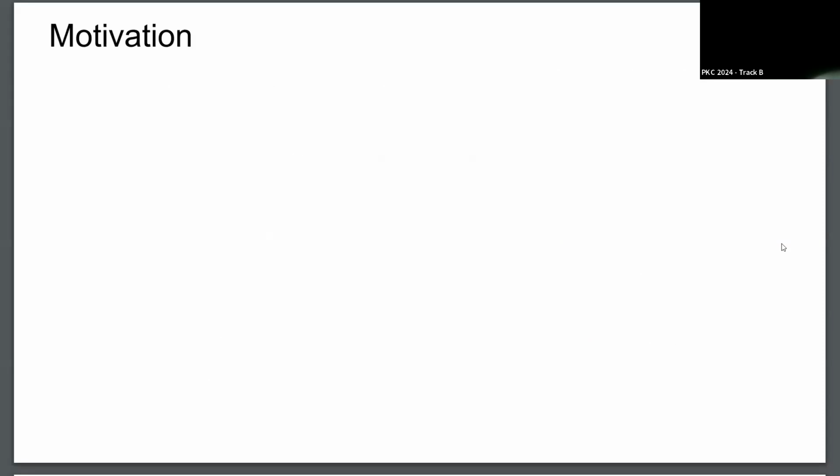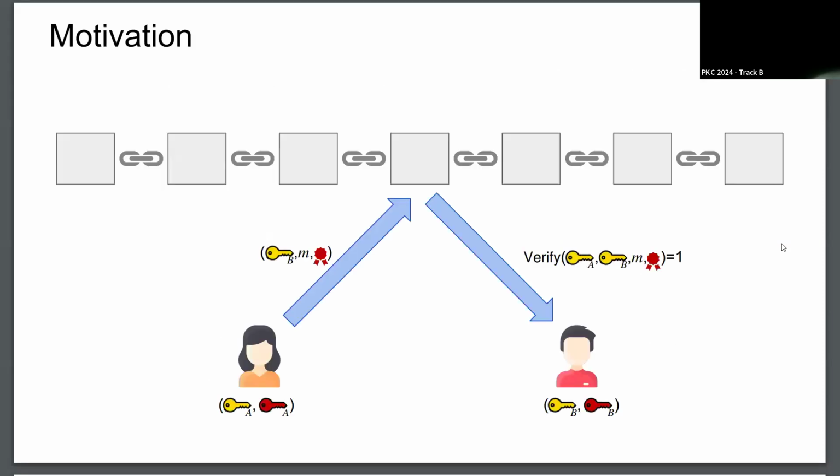So let's start with some motivation for this work. One of the motivations that we consider is the blockchain setting, where we have two parties, Alice and Bob, and both of them are in possession of their key pair. Now Alice wants to create a transaction for Bob. So she takes Bob's public key and some content of the transaction, and generates a signature over it. Once she publishes this, it can be verified using both of the public keys, the transaction content, as well as the signature.